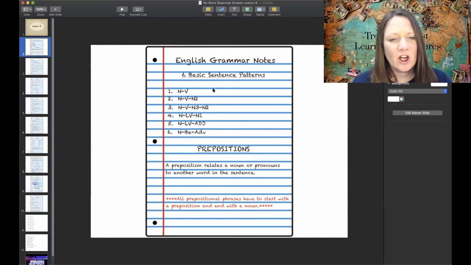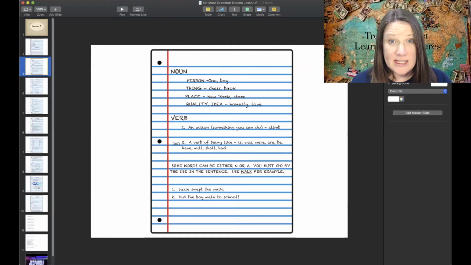Just wanted to be clear on the sentence patterns. Do not change them. If they don't fall in line with what our notes say, then the sentence pattern that you may be trying to use is not correct. On to the next page.